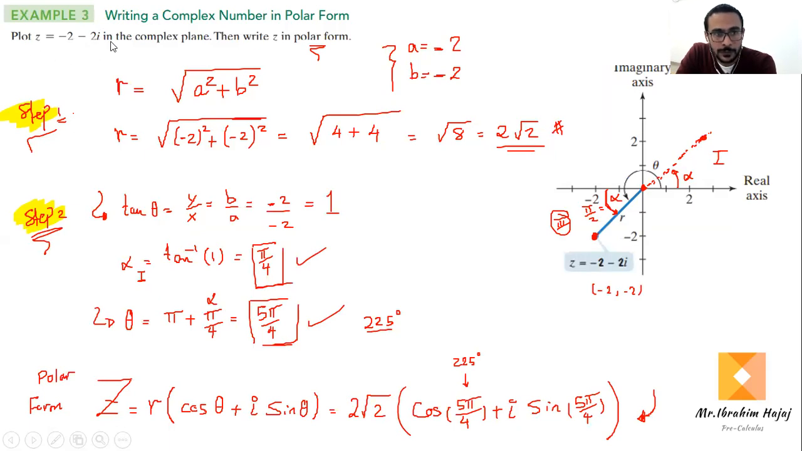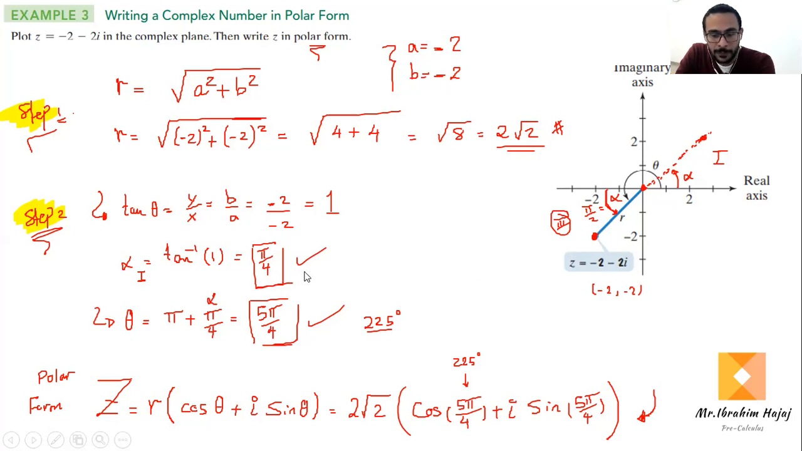z is -2 - 2i. Step 1, r, the modulus, radical of -2 squared plus -2 squared, which is radical 8, which is 2 radical 2. Second step is tan theta, which is y over x, b over a, and -2 over -2, which is 1. And I have to stop and think what reference angle in the first quadrant has a tan value of 1, or tan inverse of 1 is 45 or pi over 4.